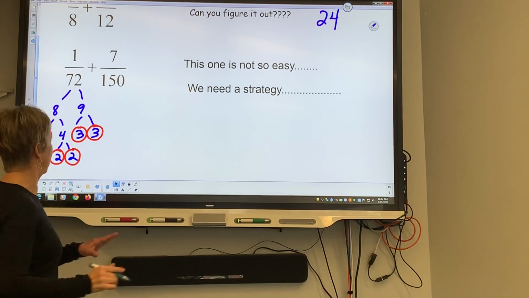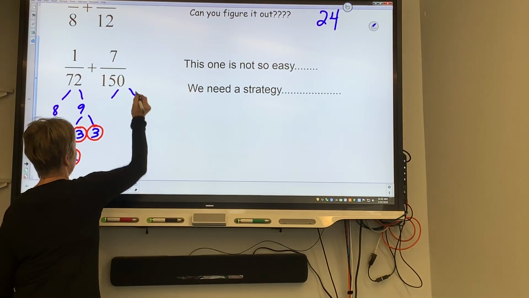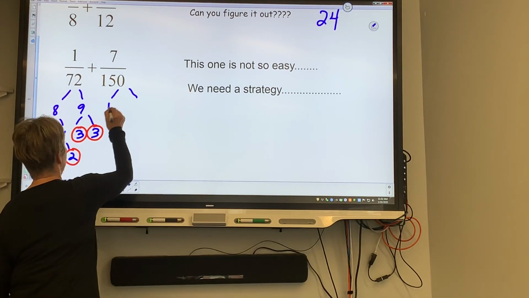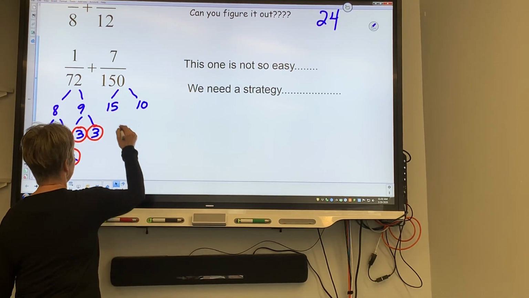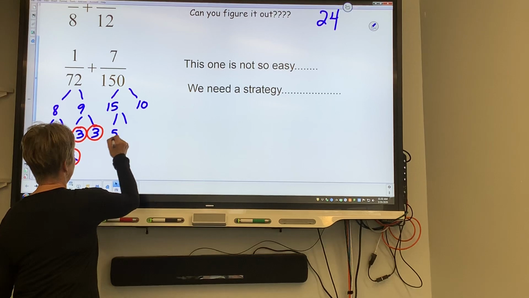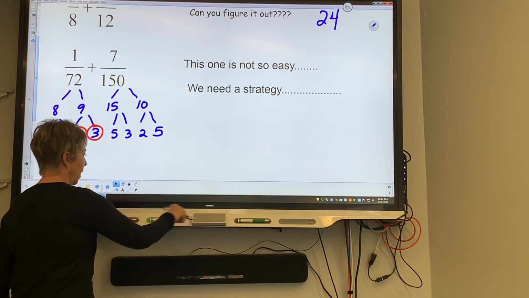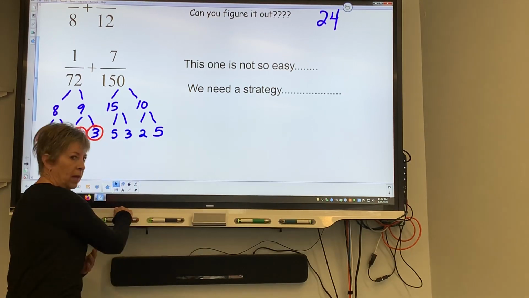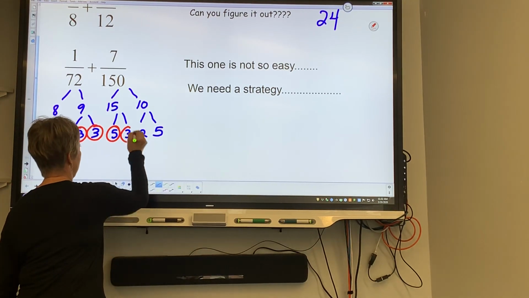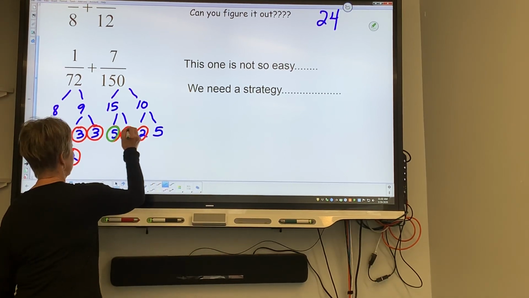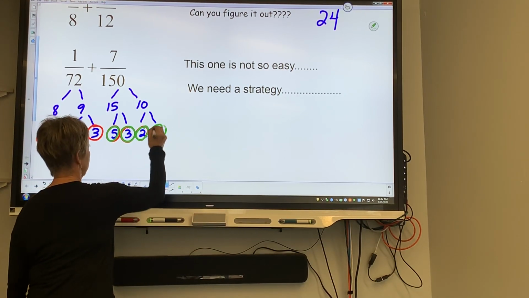All right, let's do that for 150. And remember, to start out, you can pick whatever you know are factors. So I'm going to pick 15 and 10. Now 15 is going to be 5 times 3. 10 is going to be 2 times 5. And you stop once you get primes. So here's my factors. Oh, I should do these in another color. Let's do green.